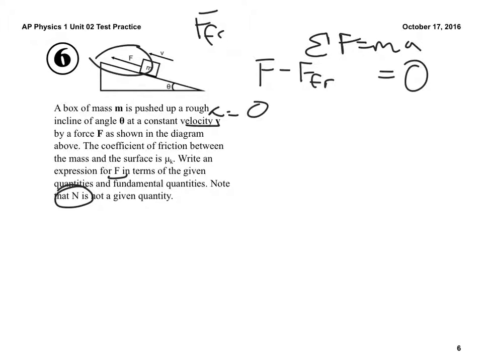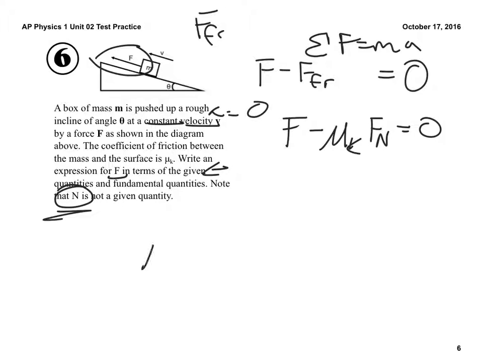And this is kinetic friction because it said we are moving. It's constant velocity, so we have kinetic friction. The formula for kinetic friction is friction. Pause, I think I got a little ahead of myself. I've got my force, and that is minus mu sub k times the normal force, or capital N as it said down here. But the problem tells me that that is not good enough. It says that N is not a given quantity, and I need to express my answer in given quantities.